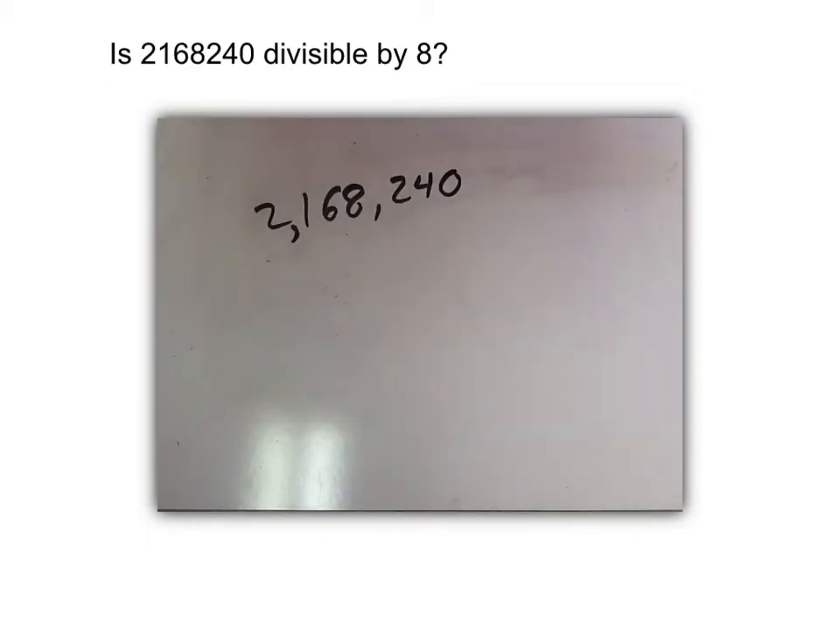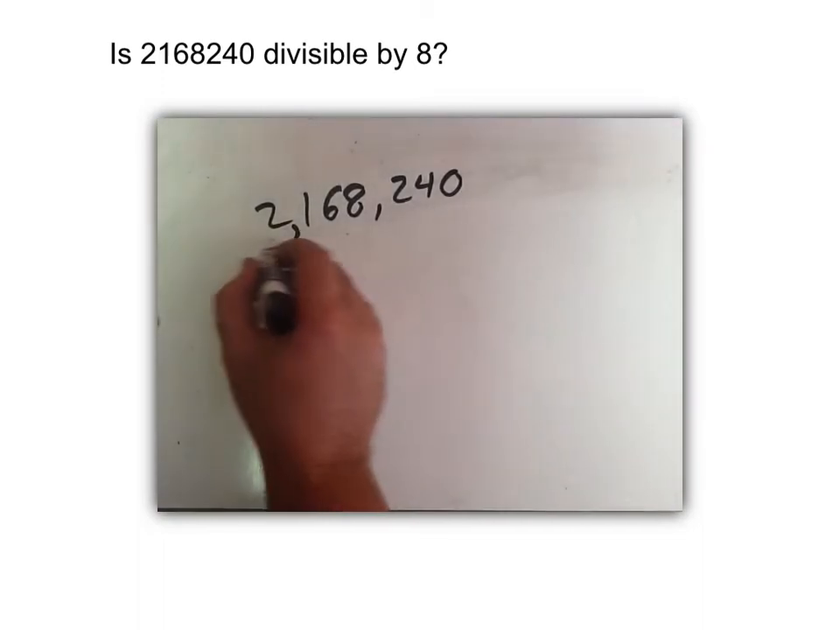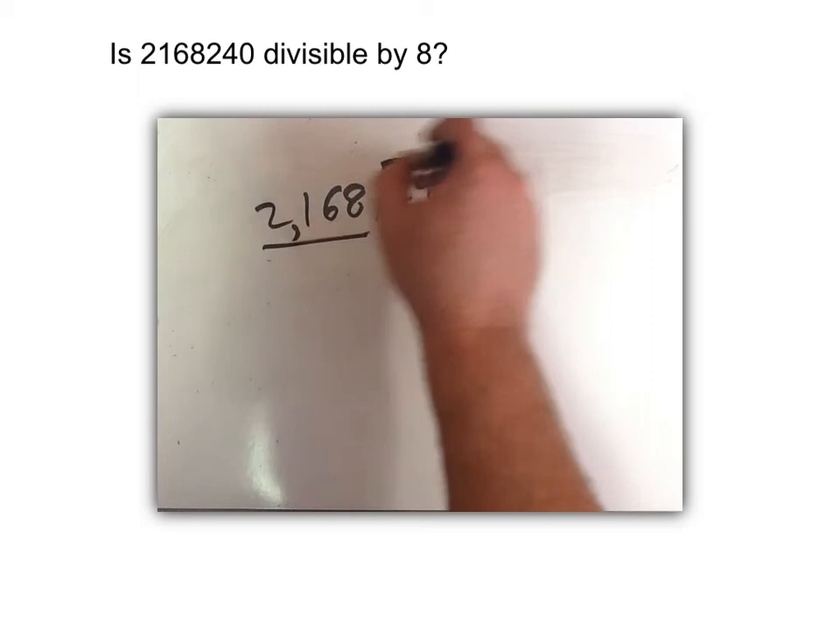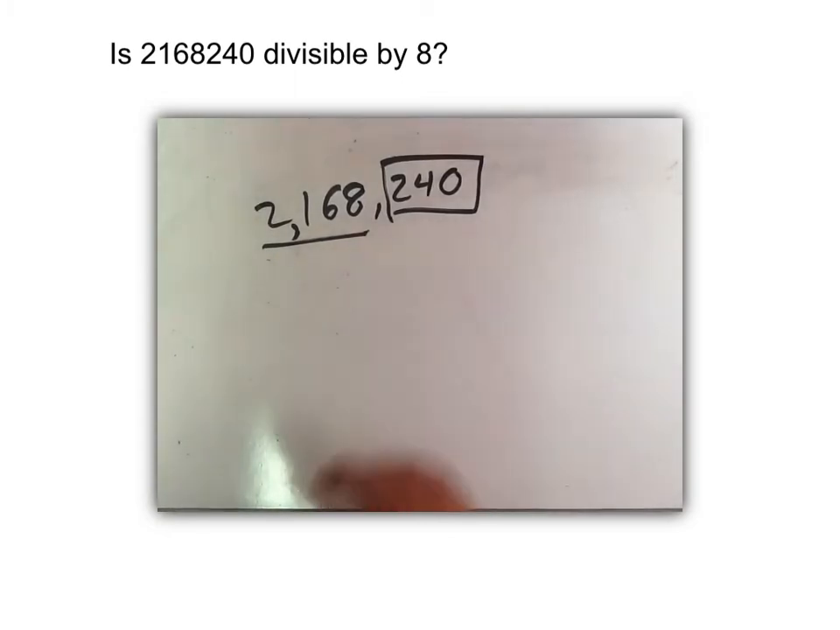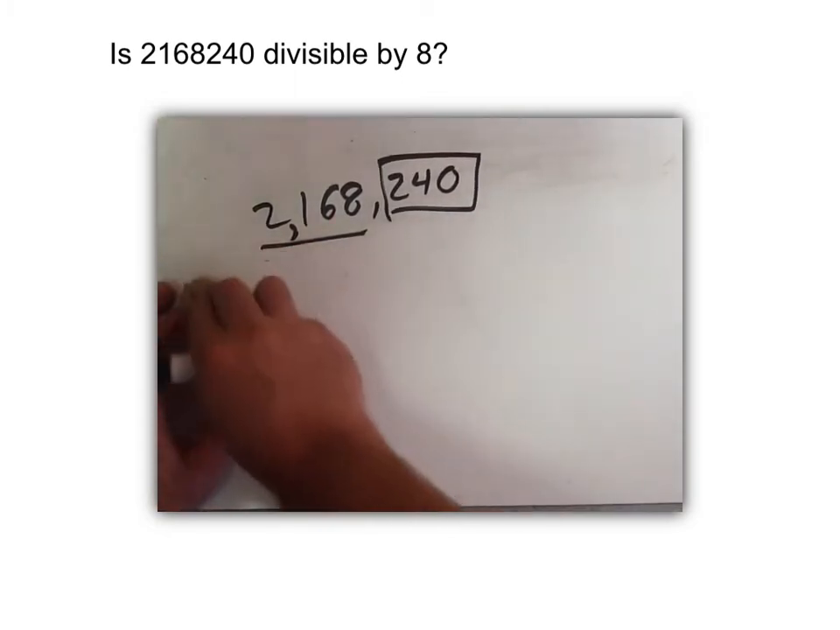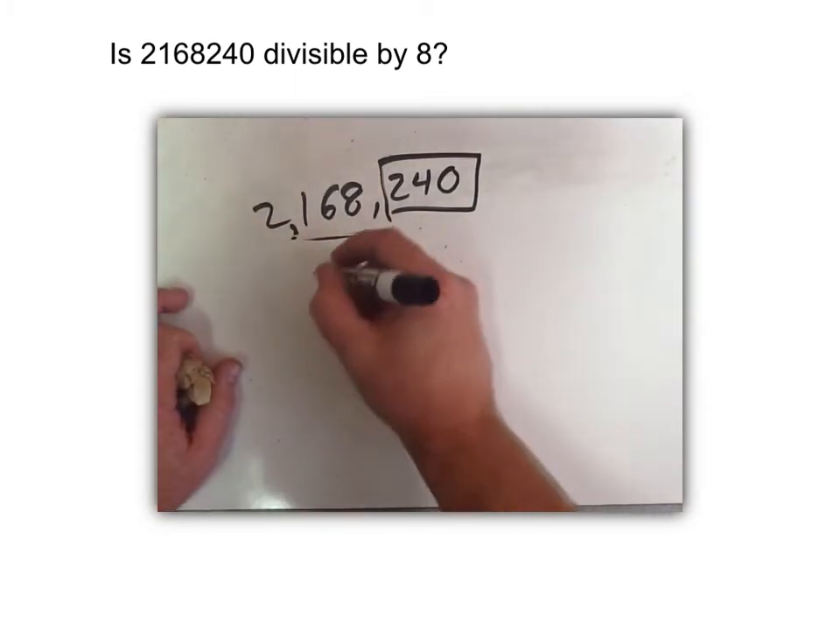Okay, so this is kind of a challenging example, because I chose a big number, but it's really not challenging because you know you don't have to worry about this part of the number. You only have to worry about, is that part of the number divisible by 8? If that's divisible by 8, the whole number will be divisible by 8. So just like with 4s, we're just going to do this by dividing. You might actually have to do some long division here. So let's set up some long division for 240 divided by 8.